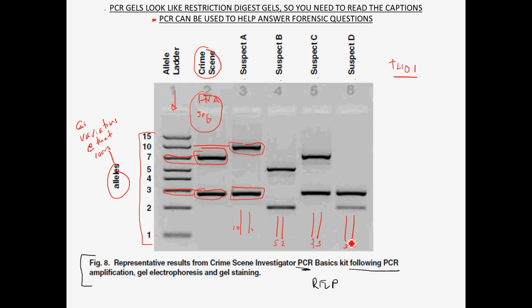Given all this information, which one of these individuals' DNA is most likely this unknown DNA that was found at the crime scene, which is 7 and 3? That highly links suspect C here to most likely the DNA at the crime scene. So this is how we can use this to help answer forensic questions, meaning which suspect's DNA is most likely that at the crime scene. Okay.